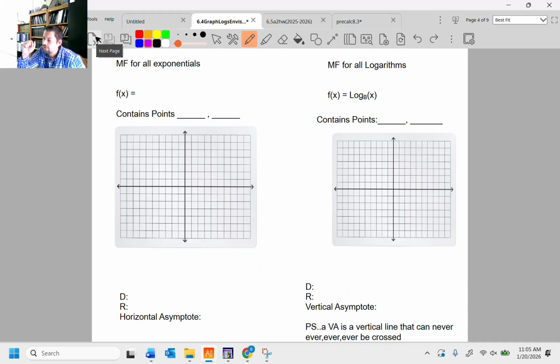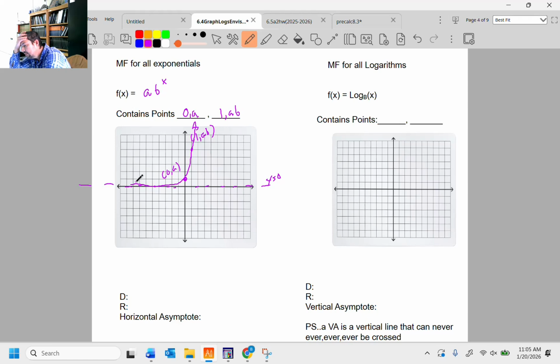The mother function for all exponentials is f of x equals a times b to the x. It contains the points (0, a) and then (1, ab). So (0, a) is contained and (1, ab) is contained. And you have to label those points because this is an xy axis with numbers. And we had 1, so obviously I went over 1 unit. But I don't know what a times b is because it's somewhat abstract. And she has a horizontal asymptote at y equals 0. And the default is the growth model, something like that.